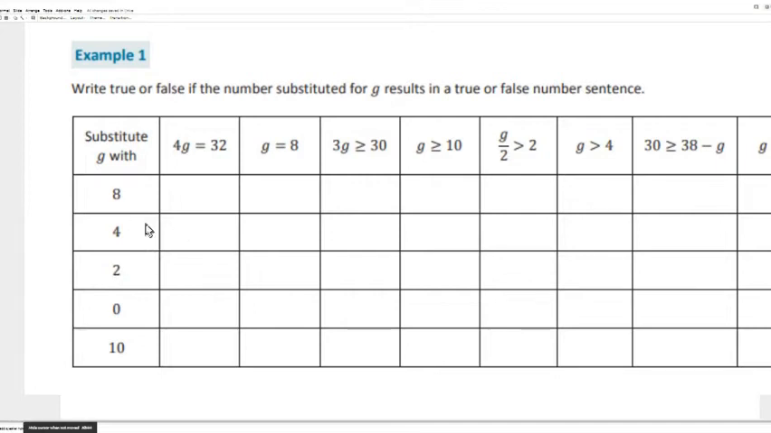So let's go ahead and talk about this first column here, and then we're going to talk about the top row, and I'm going to give you a couple to fill in, okay?